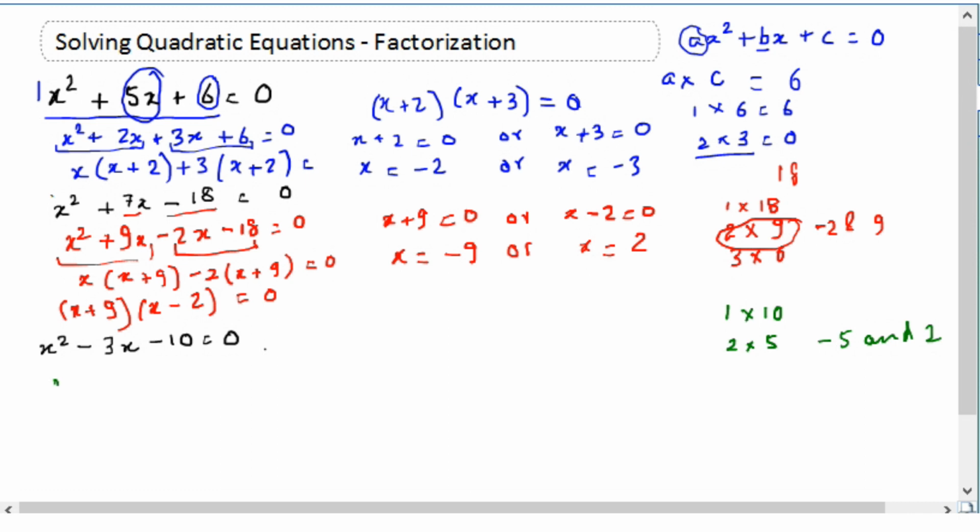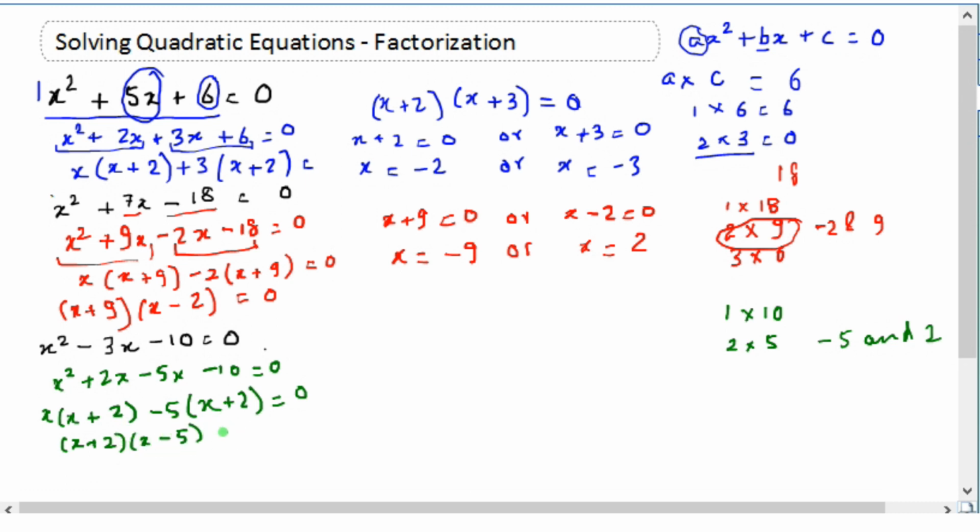So we can write it as x square plus 2x minus 5x minus 10 is equal to 0, or taking x common in the first two terms we get x times x plus 2, and negative 5 common in the second two terms, we get again x plus 2 is equal to 0, and taking x plus 2 as common in both these terms we get x minus 5 as the other number.